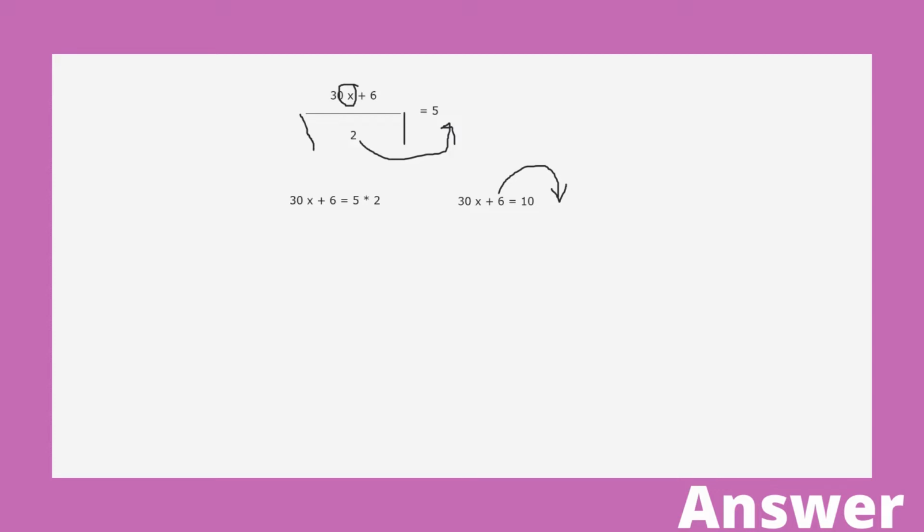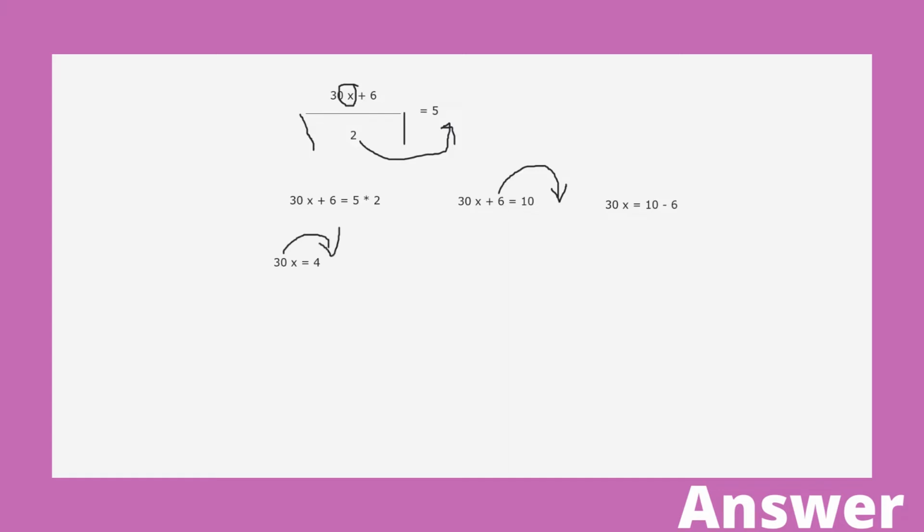30x is equal to 10 minus 6, right? And again, if we have 10 minus 6, we're going to work this out first before we look at the 30x. So 30x is now equal to 4. We still have to find x. There's still a value in front of x that we need to get rid of. What do we do? We throw the 30 over the equal sign.